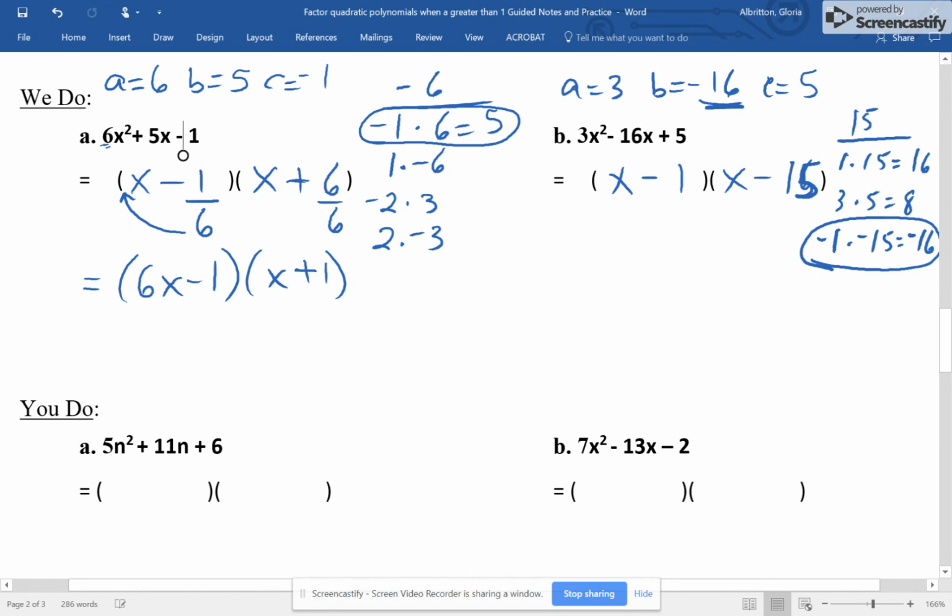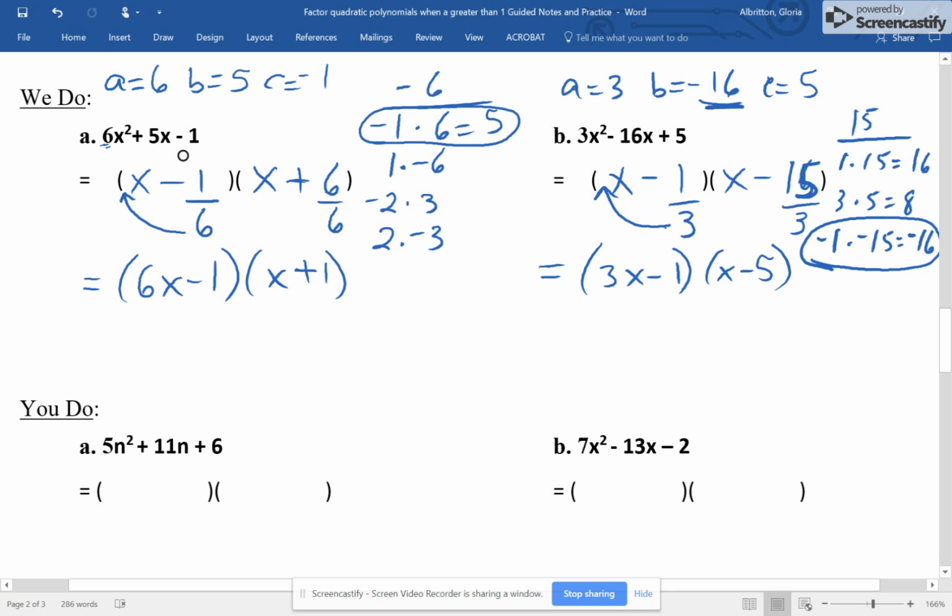Okay. Again, divide by the leading coefficient, which is the a value. If we don't get a whole number, and we don't with 1/3, we're going to move this in front of the variable and finish our problem as 3x minus 1 times x minus 5. Because 15 divided by 3 is 5. And we are done.